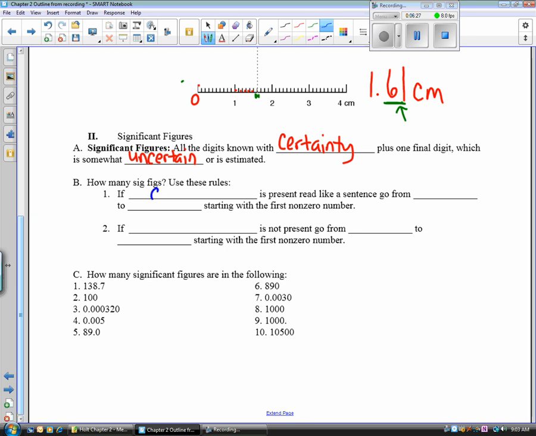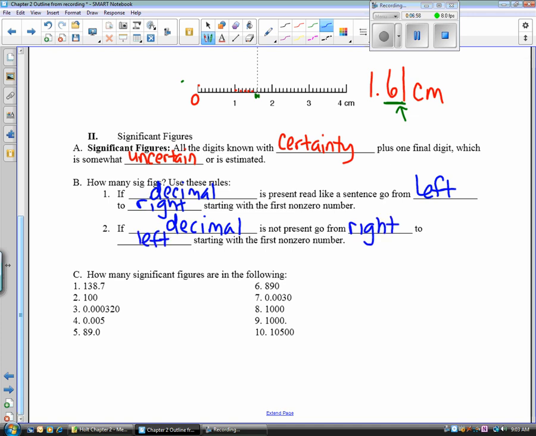If you have a decimal in your number, a decimal point, if it's present, you're going to read it like a sentence, okay? You're going to go from left to right. And I remember this because a decimal, of course, is the same thing you type on for a period. And a period's in a sentence. And sentences you read from left to right. So if you see a dot in there, read it like a sentence, left to right. If the decimal's not present, you go from right to left.